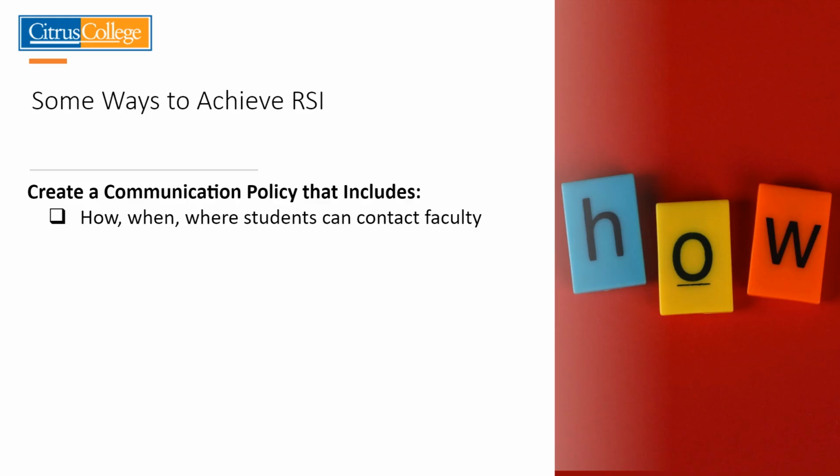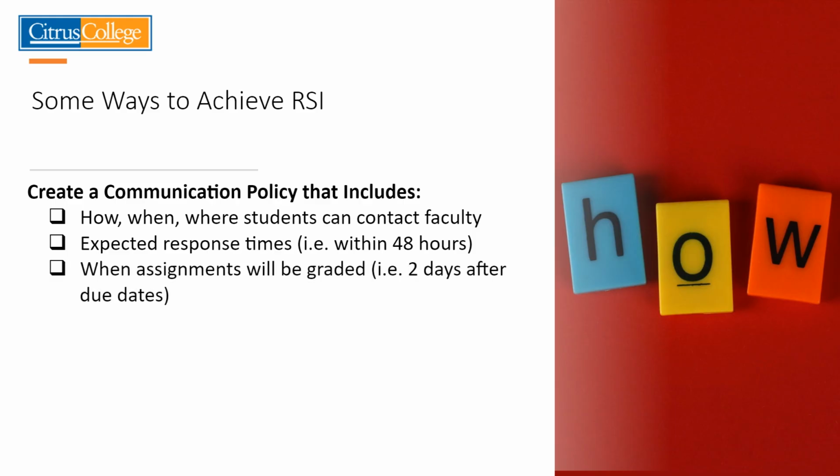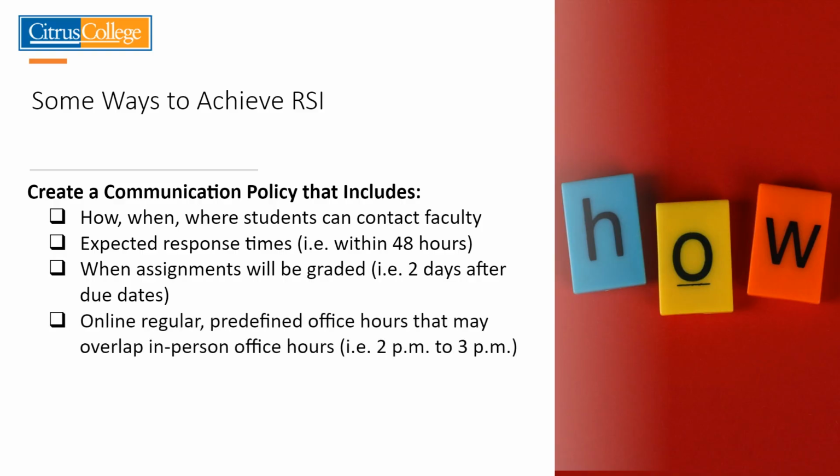Now that you know what RSI is and the consequences of failing to comply, here are a few ways you can incorporate RSI into your course. Create a clear communication policy. The policy outlines and communicates with students how, when, and where they can contact you, when they can expect a response, such as within 48 hours, to an email, question, or feedback on graded assignments, 2 days after due dates. Holding regular online office hours on specific days and times is required, just like when you are teaching in-person courses.